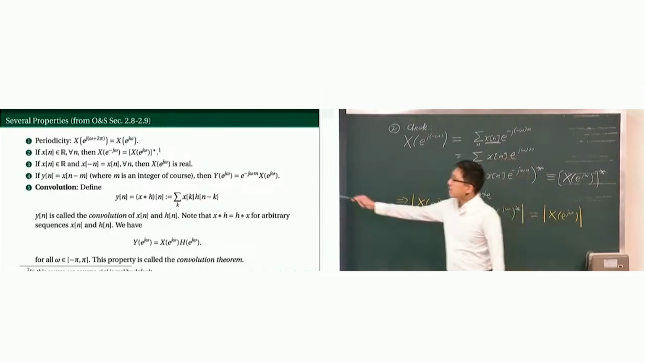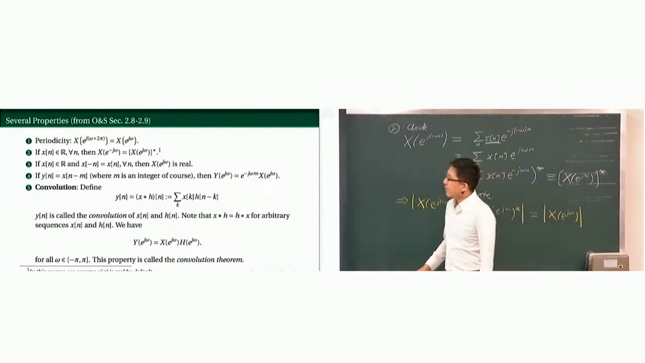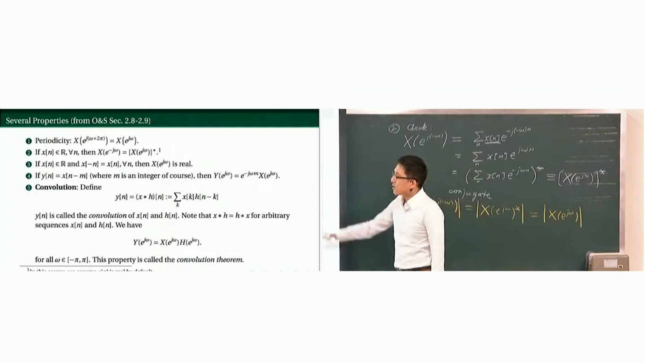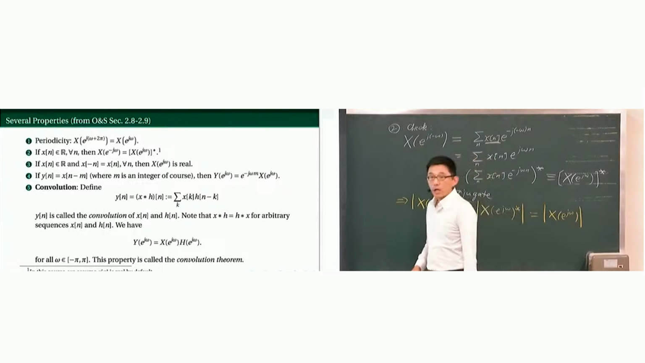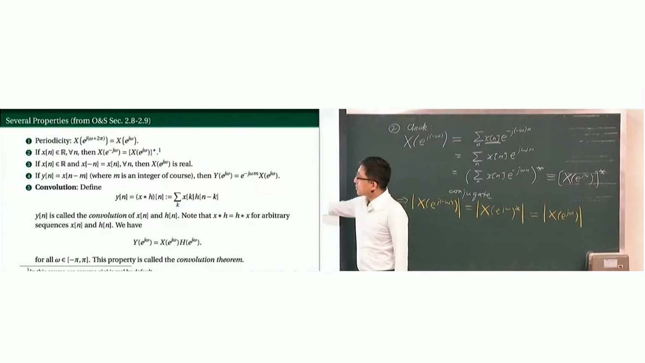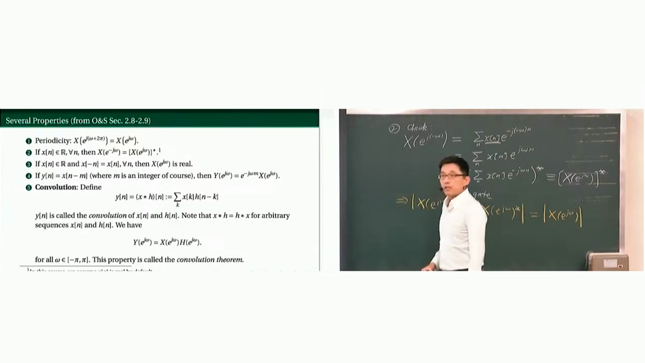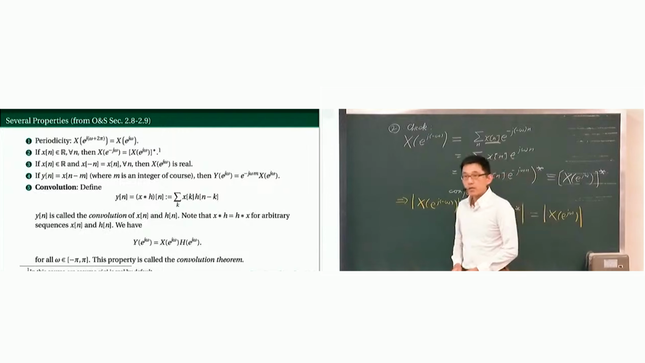So I leave the proof as an exercise. But keep in mind that whenever we have a symmetry property in the frequency domain, you have the corresponding property in the time domain. This is one example of duality, the duality of the Fourier transform. This property will be useful later on when we design filters. I can promise you, we will use it.